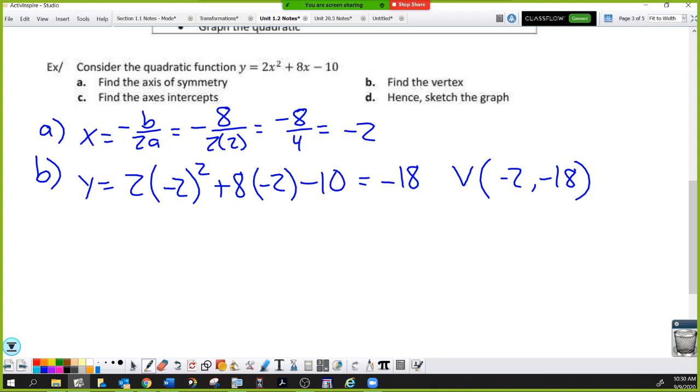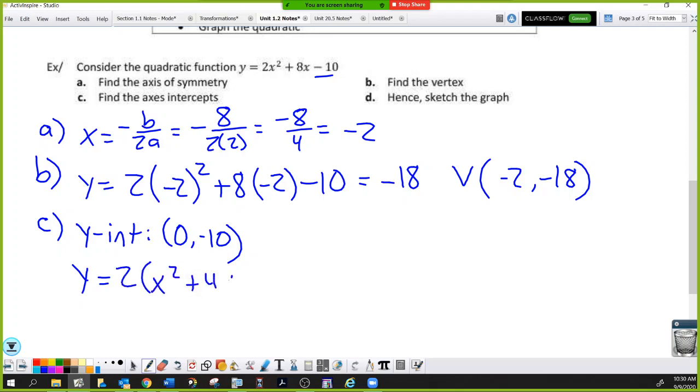Part C says to find the axes intercepts. Well, the y-intercept is free. It's free money. It's at negative 10 because it's right here. So we know a y-intercept at 0 comma negative 10. But in order to find the x-intercepts, we're going to want to either factor or use a quadratic formula. I'm pretty sure there's factors. So we'll pull out the GCF of 2 because we see that all three of those terms are even. X squared plus 4x minus 5. And the two numbers that multiply to be negative 5 that add to be 4, are 5 and negative 1.